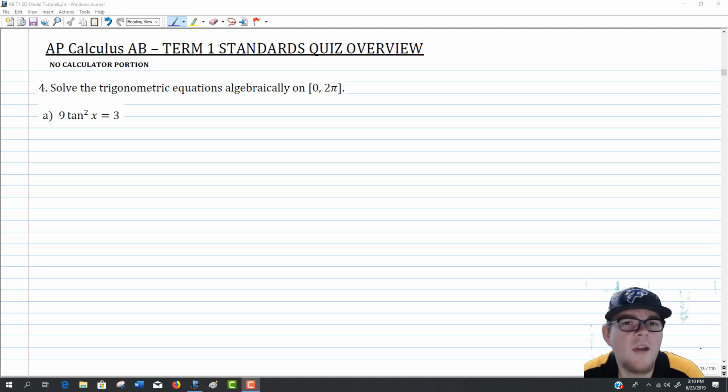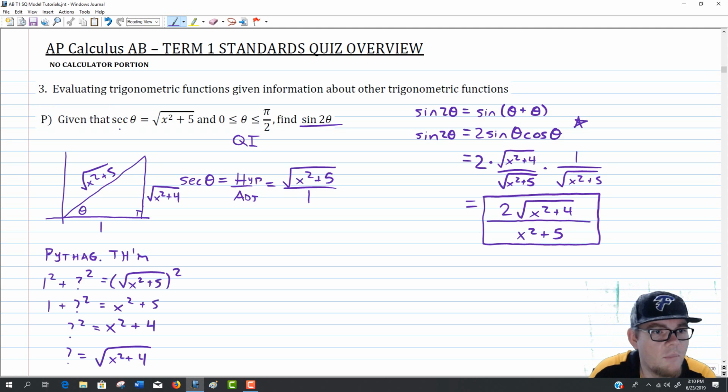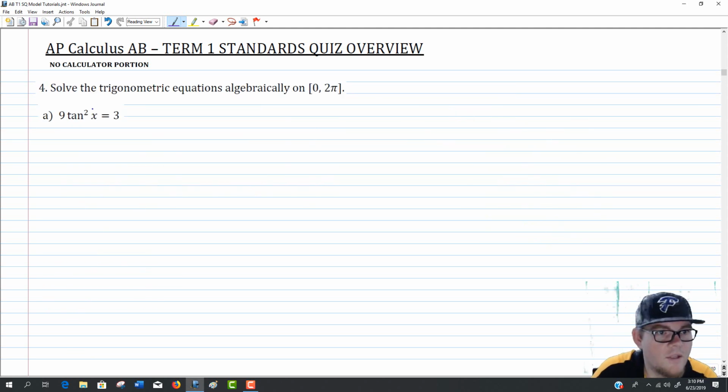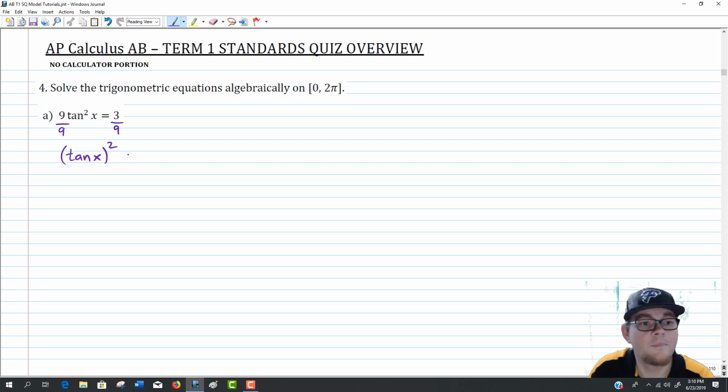So to begin with, a good strategy that I take in pretty much all equations is to try to isolate the main function or isolate the main type of operation. So in this case with tangent squared, I'm going to try to get tangent by itself. First, I'm going to divide both sides by 9. So that's going to give me that tangent squared of x, which is the same thing as tangent of x squared, is going to be equal to 1/3.